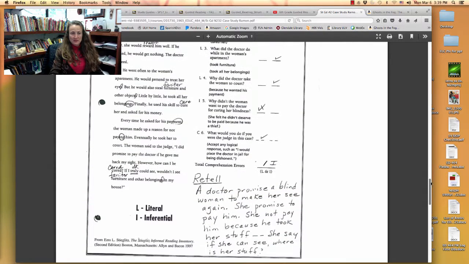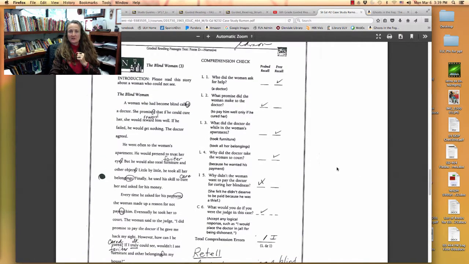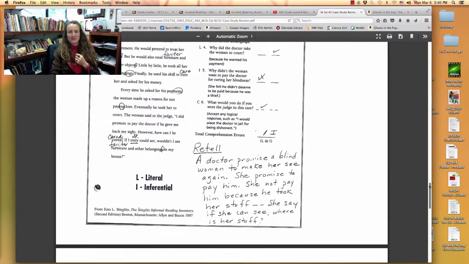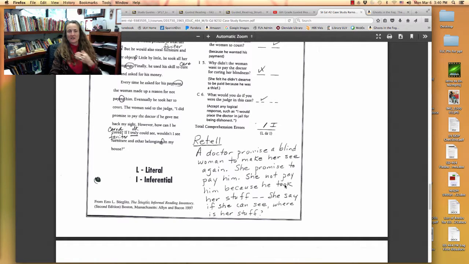And DK here means he didn't know. So those are the symbols for the miscue analysis. And then here, free recall, these are the answers he got without having to think about it. Probed, the teacher might have rephrased the question. And this one he didn't get at all. So inference level question is he made an inference. An L means it's a literal or kind of a fact recall type question. And a C question is sort of an opinion question.